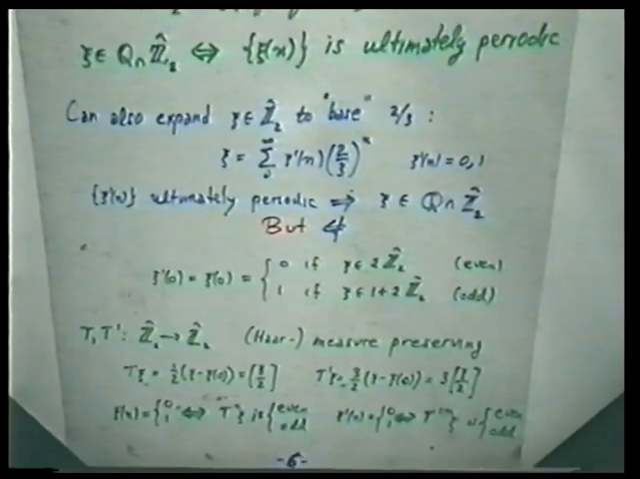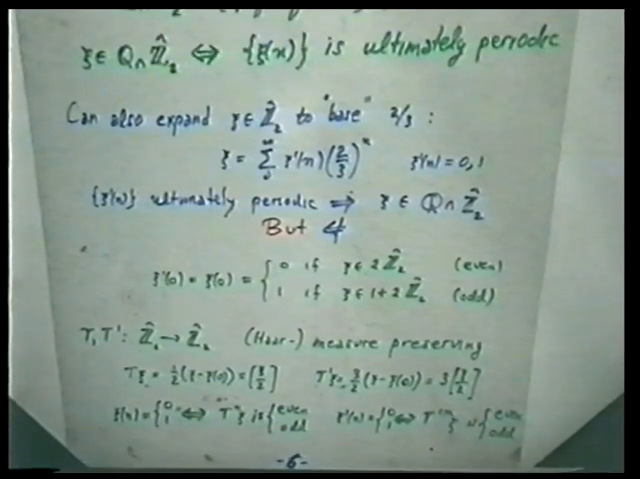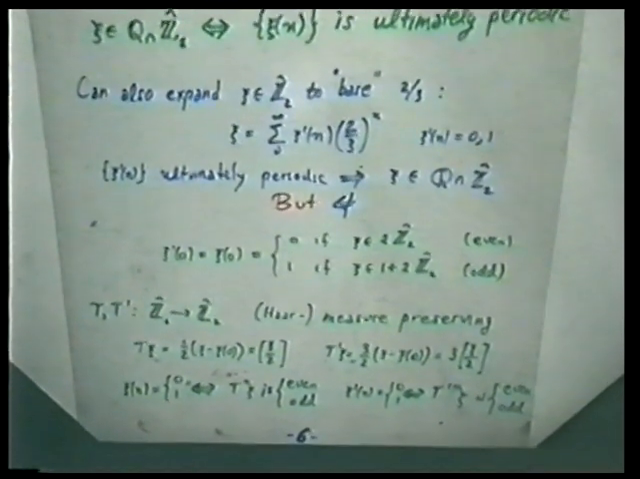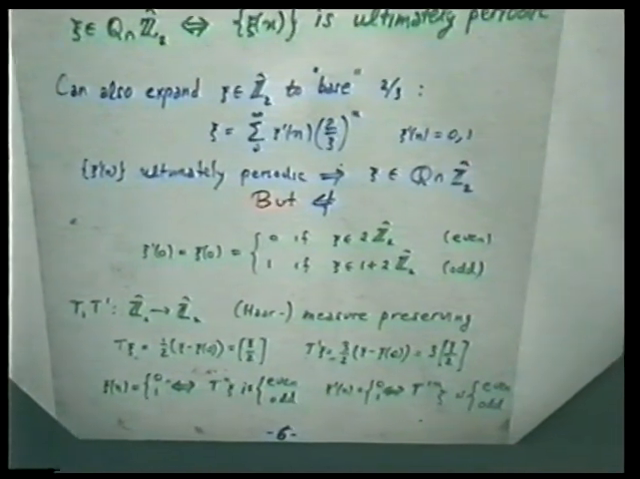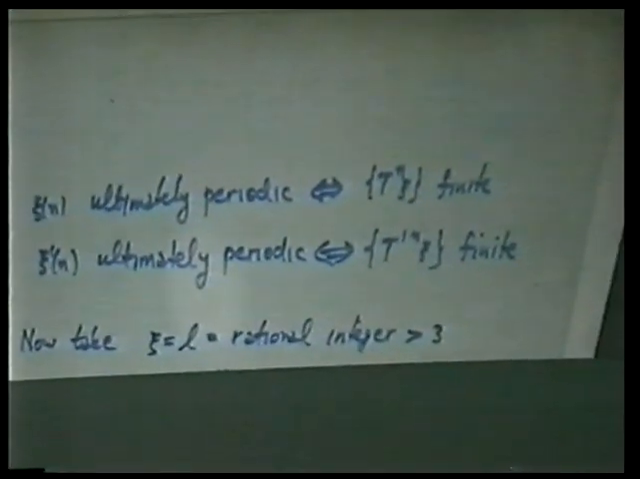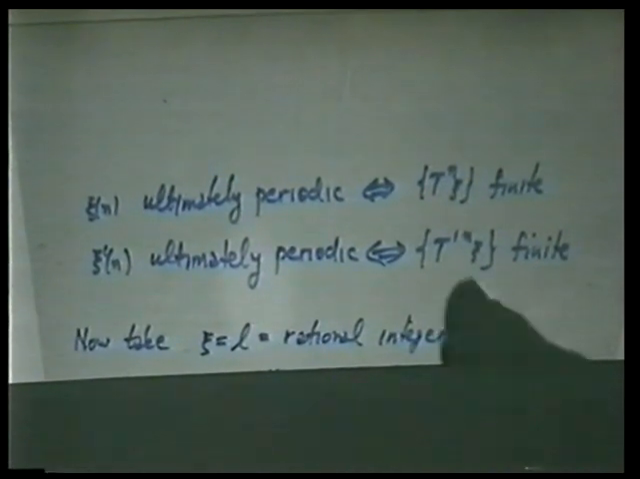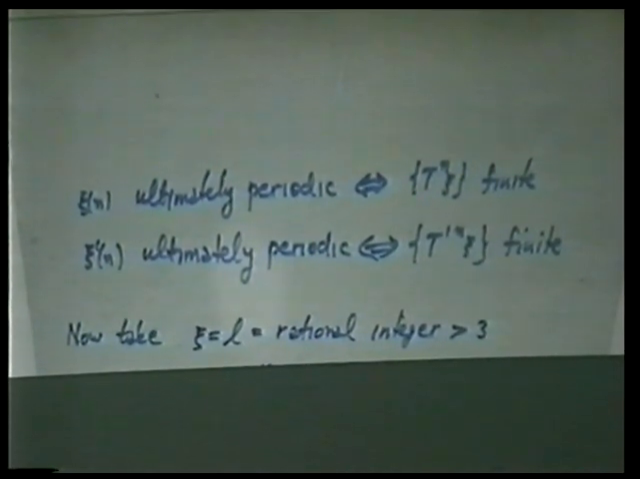The behavior of the sequence is reflected by the behavior of the orbits. So the xi sequence and the standard two-adic expansion is ultimately periodic if and only if the T to the n, the T transformation, defines a finite orbit, because the shift transformation gives you a finite orbit. And the same thing with the xi prime n. The non-standard expansion will be ultimately periodic if and only if the orbit according to T prime is finite.